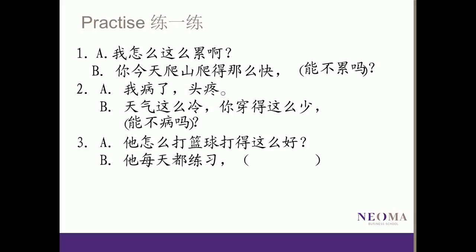Number three. A says, 他怎么打篮球打得这么好？How come he plays basketball so well? And B says, 他每天都练习, practice. So the natural result of practicing every day will be, of course, he will be good at playing basketball. So, 能不好吗？Normally, after this sentence, we'll say, if you do the same thing, you will have the same result. 他每天都练习能不好吗？你每天都练习也会打得好。Okay, you will also play so well.